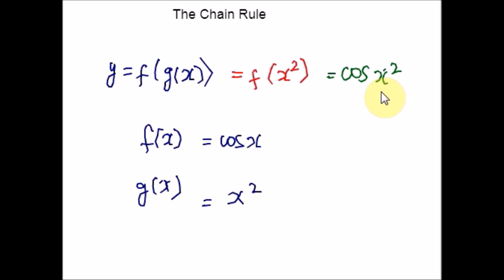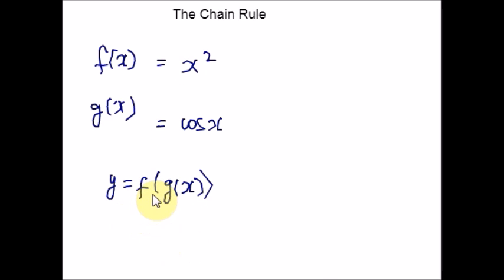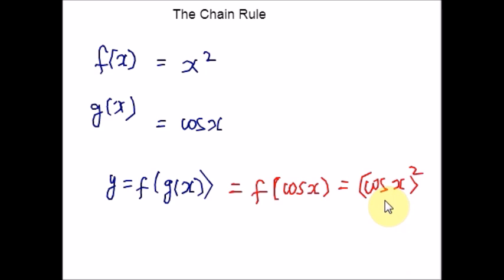Now let's have a look at another example. Suppose this time that f is the square function and g is the cosine function. Then y equal to f of g of x would be, first plug in g of x, so f of cos x, where f is x square. So this should be written as cos x the whole square. We often write cos x the whole square as cos square x. So cos square x is also a function of a function. In the following video, we learn how to differentiate such a function of a function.